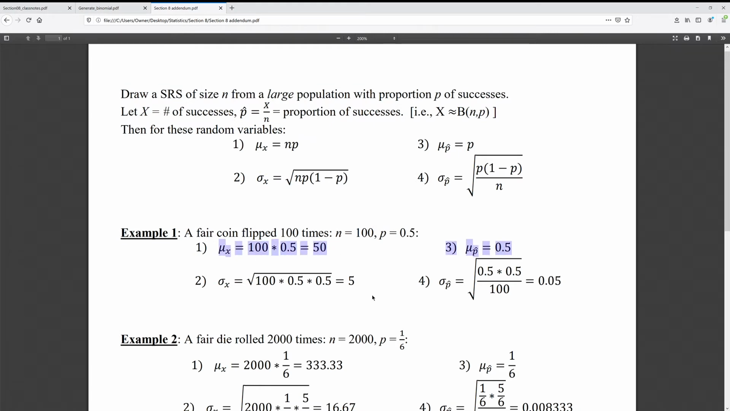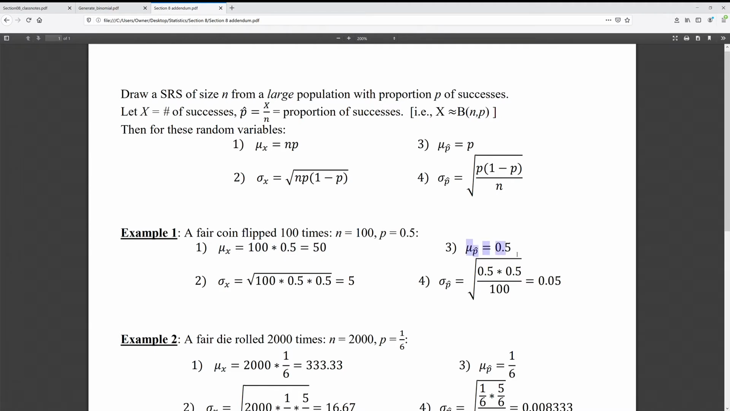If you flip a coin 100 times, a fair coin, you might get any number of heads. They might all be heads, they might none of them be heads. X could be 0, X could be 100. But sample to sample to sample, you're bouncing around 50 heads, right? N times P.